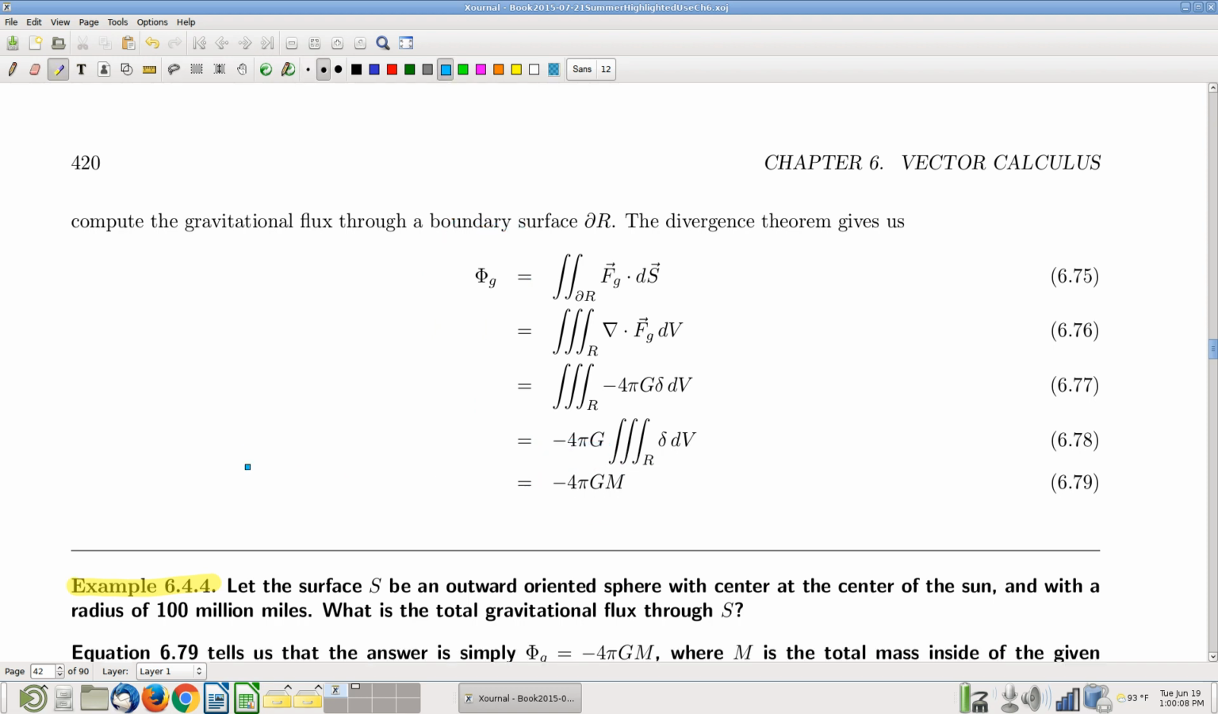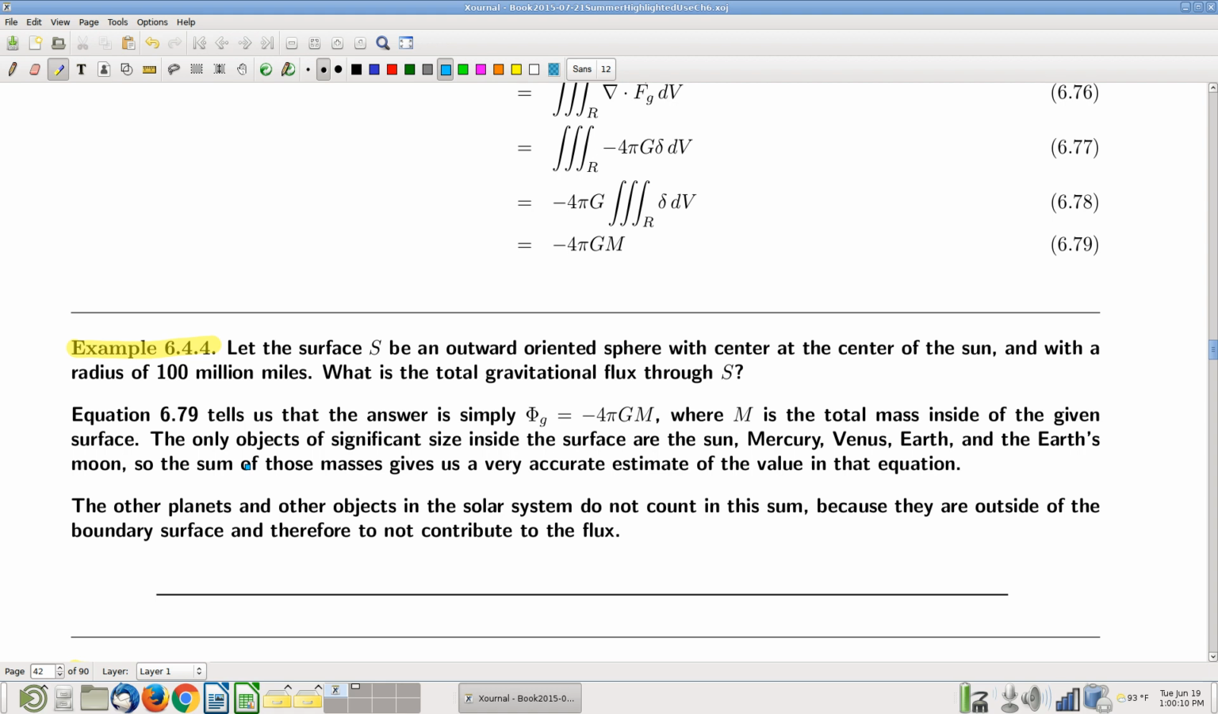Here's a couple of examples. You could argue that this is kind of a silly example, but nevertheless, it's kind of interesting. Suppose we have a surface that's an outward-oriented sphere centered at the center of the sun and with a radius of 100 million miles. Quick reminder, the radius of the Earth's orbit is on the order of 93 million miles, so the Earth's orbit is just kind of barely inside of this great big huge sphere centered at the sun.